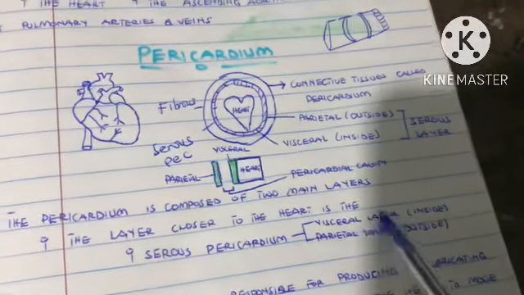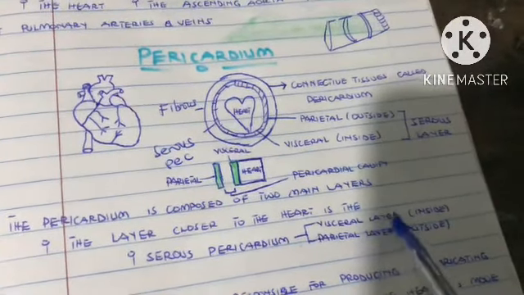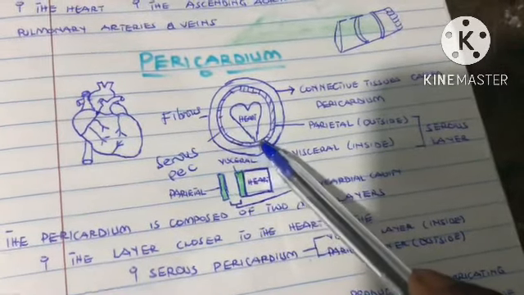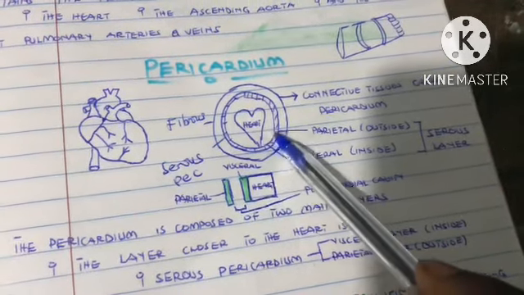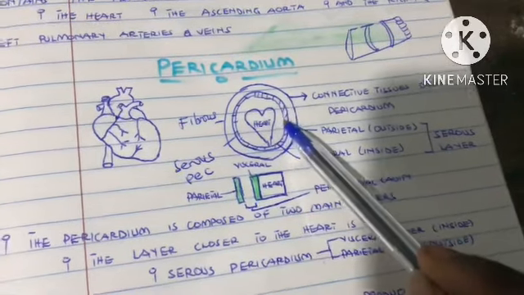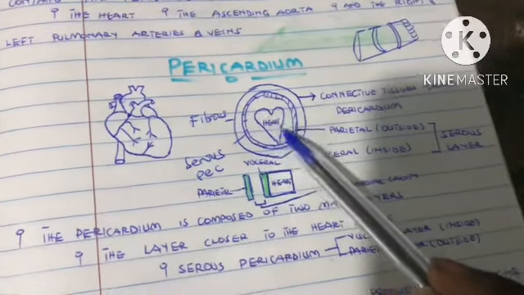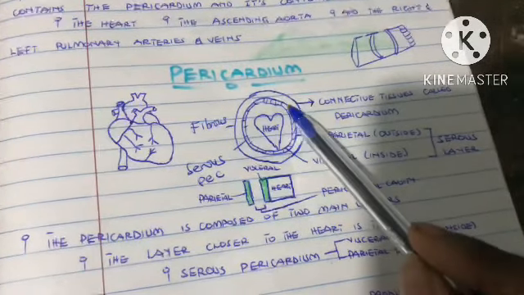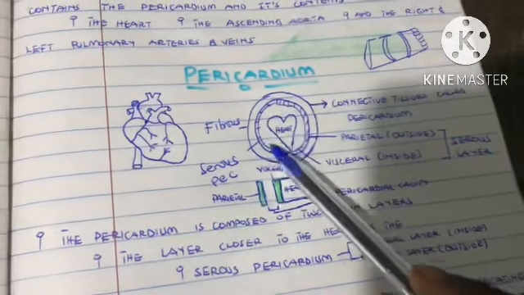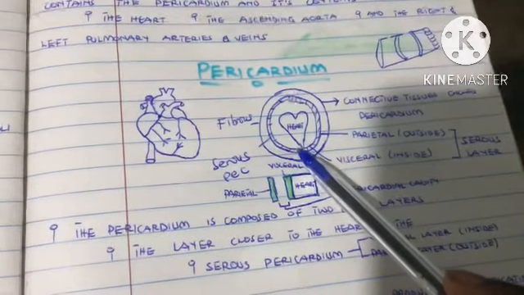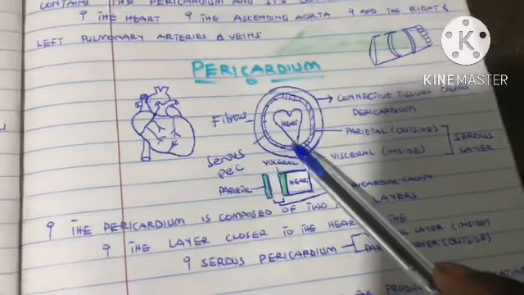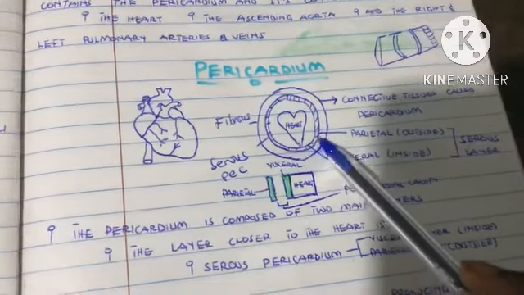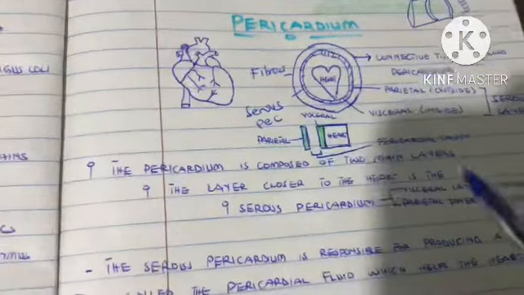We have the visceral layer, which is the inside layer. You see that this is the serous pericardium. This layer is the visceral layer, very close to the heart. And we have this layer called the parietal layer. So the serous pericardium is divided into 2 layers: the visceral layer and the parietal layer. You understand?